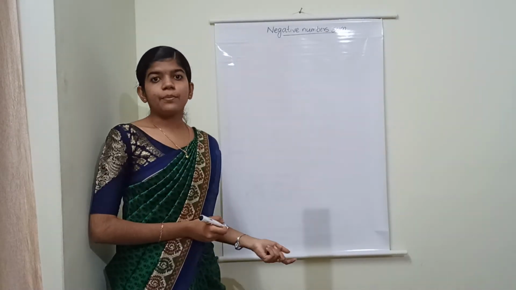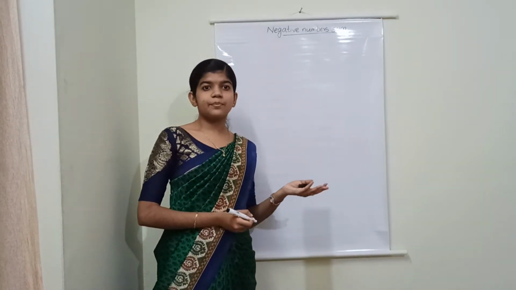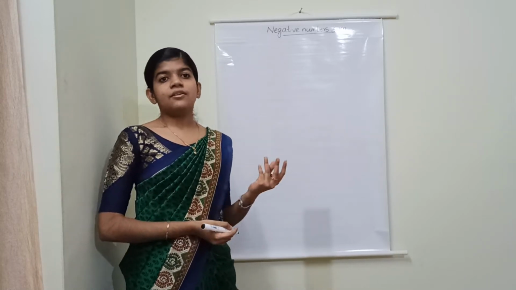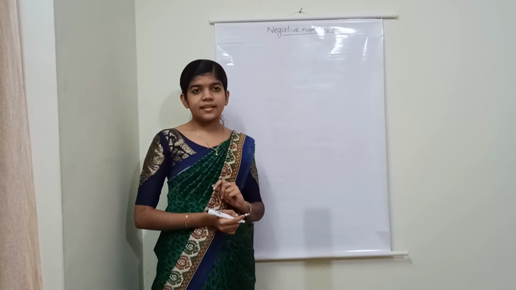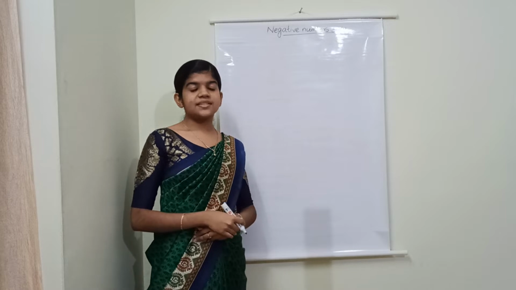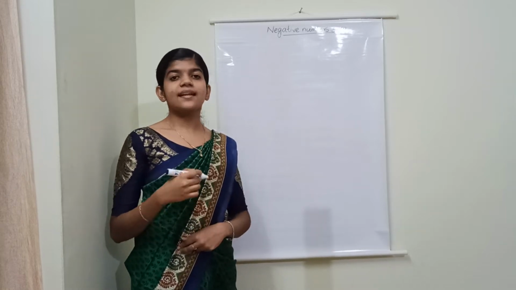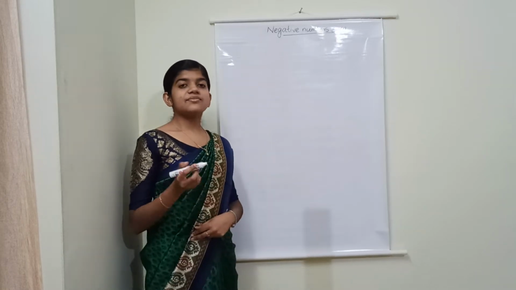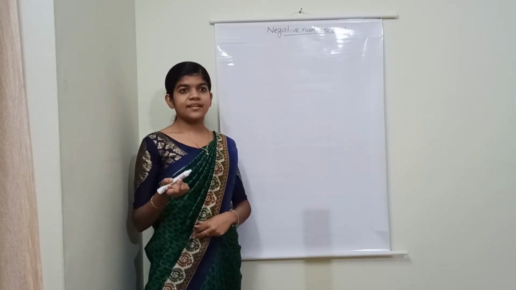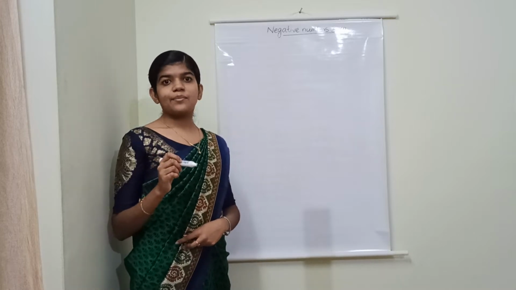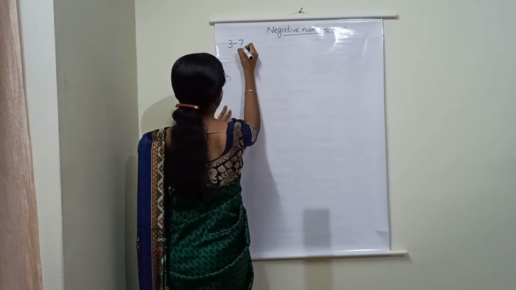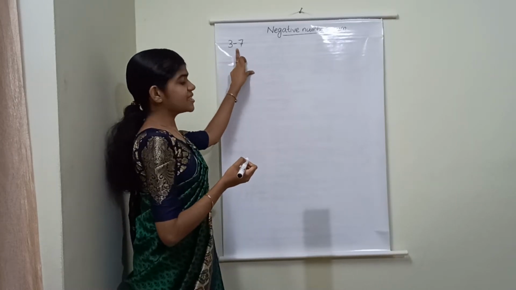Before I go to my topic, I am going to discuss some principles that you have studied in your class 7. Okay. For that, first consider any two positive numbers. Then what do we mean by subtracting the larger from the smaller? Consider an example, 3 minus 7. That is subtracting the larger from the smaller.